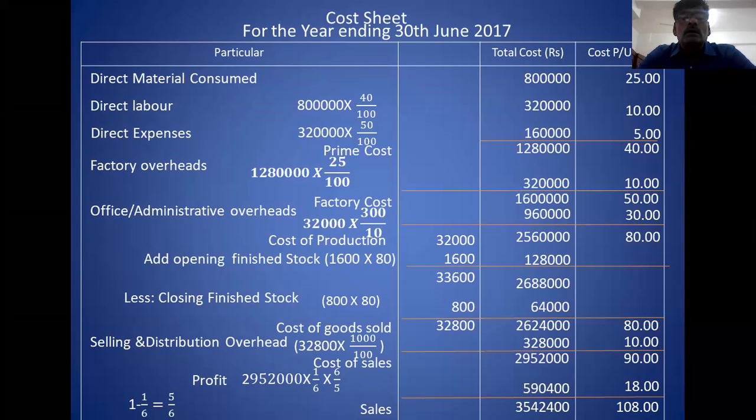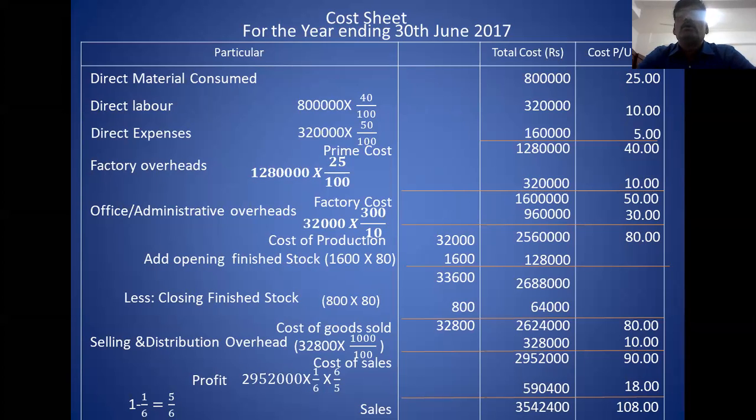Sir, will you please explain once again from office and administrative overheads? Office and administrative overhead is rupees 300 for every 10 units produced. For 10 units, it is 300. What is the administrative cost per unit? 300 divided by 10 is 30 rupees. And units produced is 32,000. You have to calculate it separately.